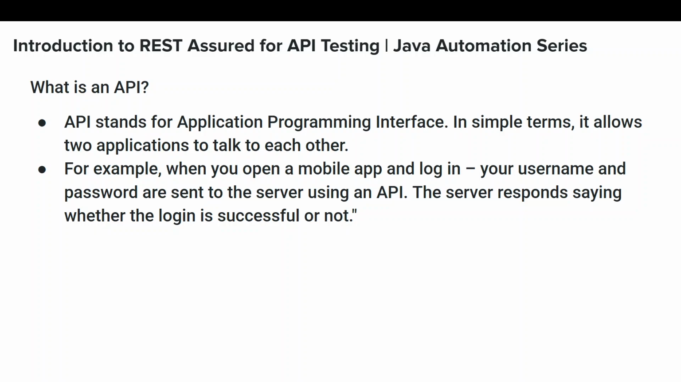API stands for Application Programming Interface. In simple terms, it allows two applications to talk to each other. For example, whenever we open a mobile application to log in, we enter our username and password. And when we click on login, these details are sent to the server using API. And then the server will respond saying whether the login is successful or not. So this server and client communication happens via API.